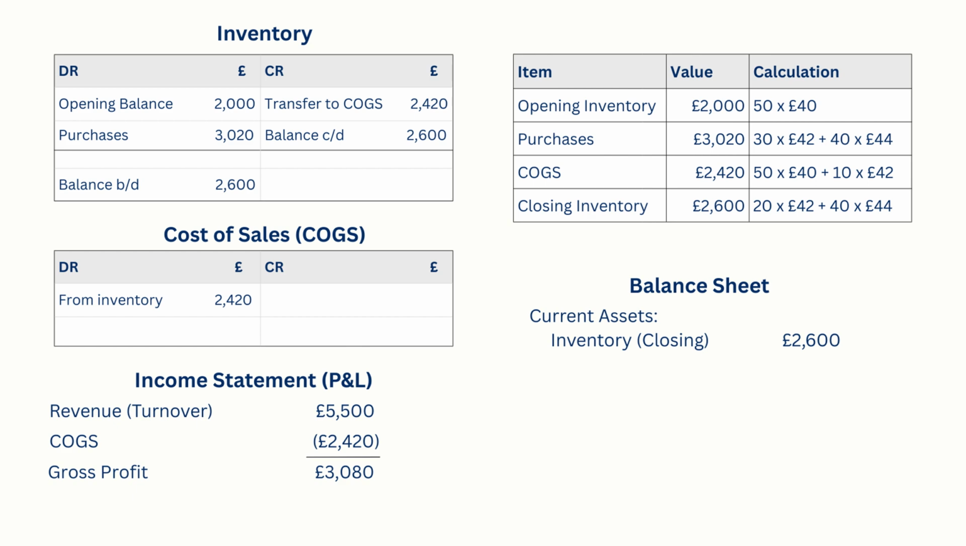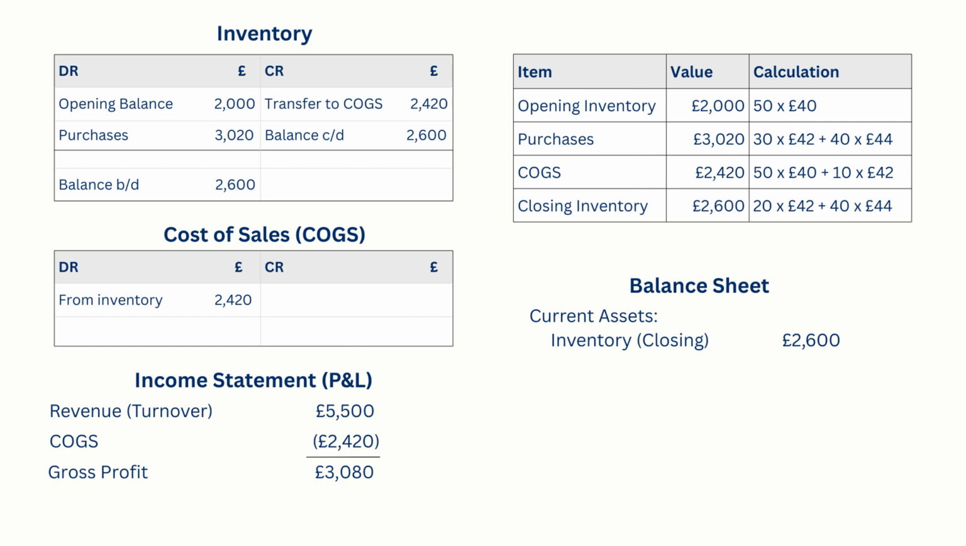Let's start with the inventory T account. We begin with an opening balance of £2,000, which represents the value of inventory at the start of the period. That's 50 units at £40. During the period, the business purchases additional stock worth £3,020. Both of these are debited to the inventory account because we are increasing an asset.